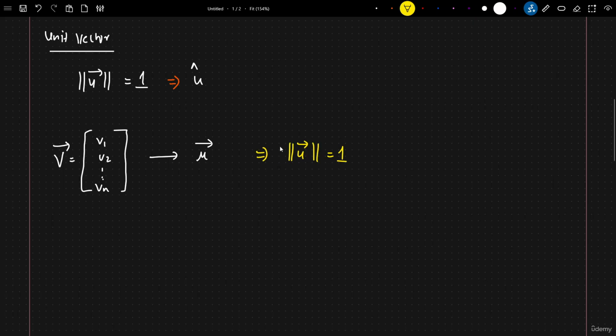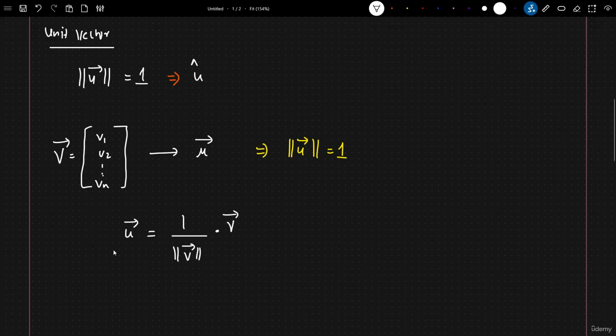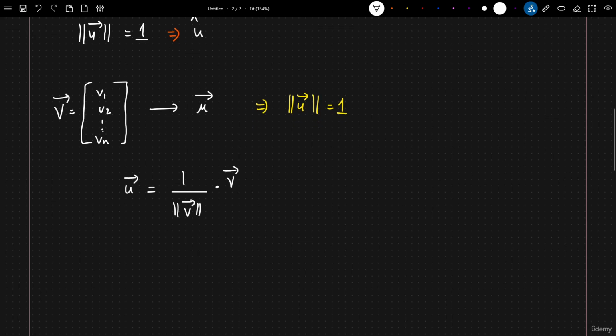In order to do this, we use a very simple formula: u vector is equal to 1 divided by the magnitude of v vector, multiplied by v vector. So this is the formula that we specifically use. One very important thing is to understand how this magnitude is calculated, and obviously you would like to solve this with a very simple example also, right? So let's go ahead and do this.